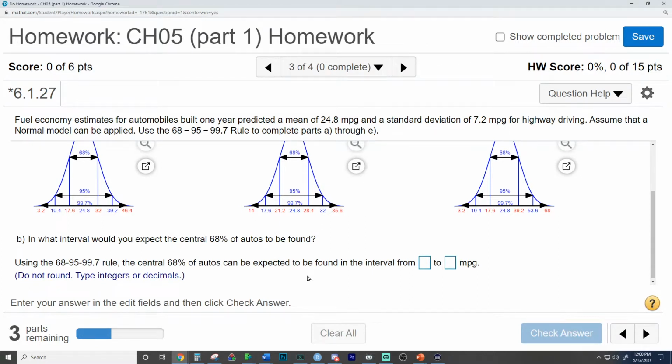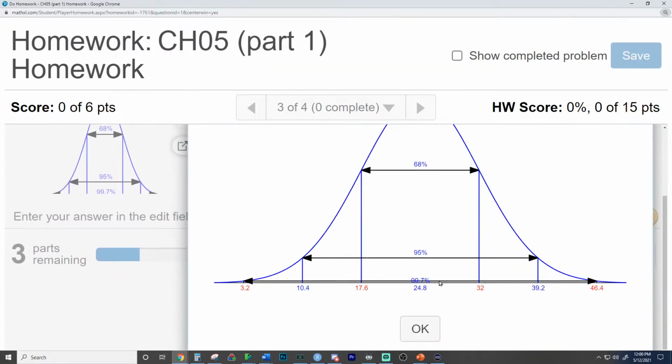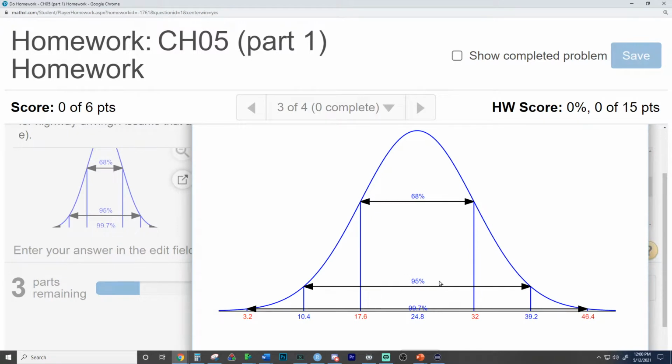In what interval would the central 68% of automobiles be found? So 68 is within how many standard deviations? When we're talking about the middle 68, that's within how many standard deviations? The middle 68% is plus or minus how many standard deviations? Remember, it's 7.2.